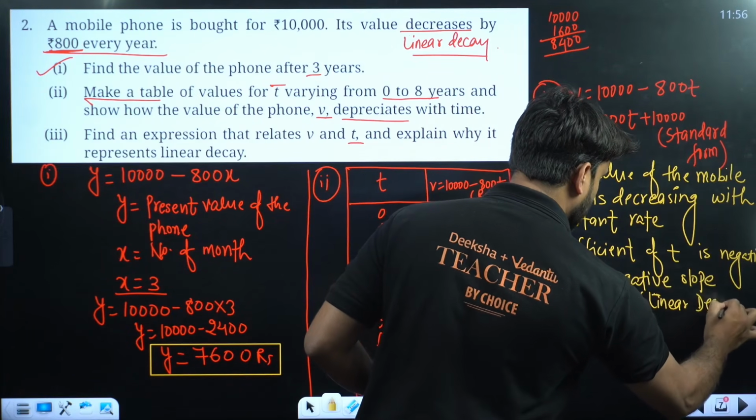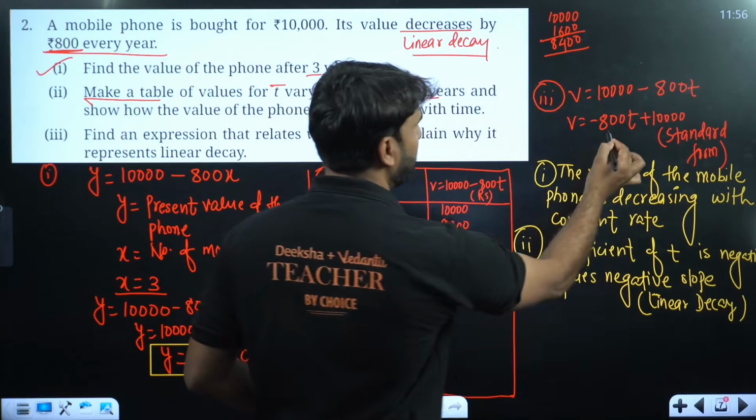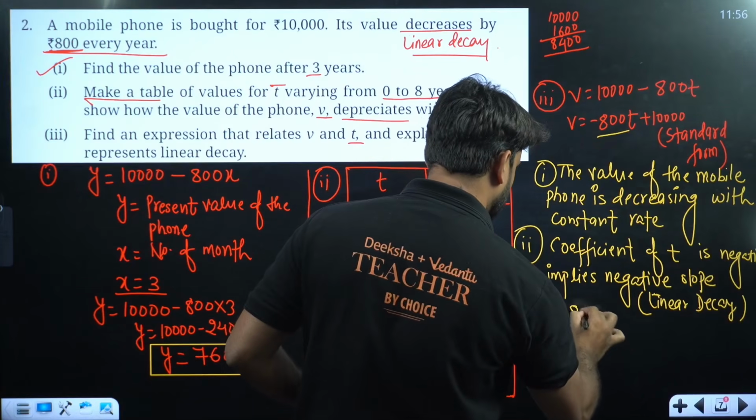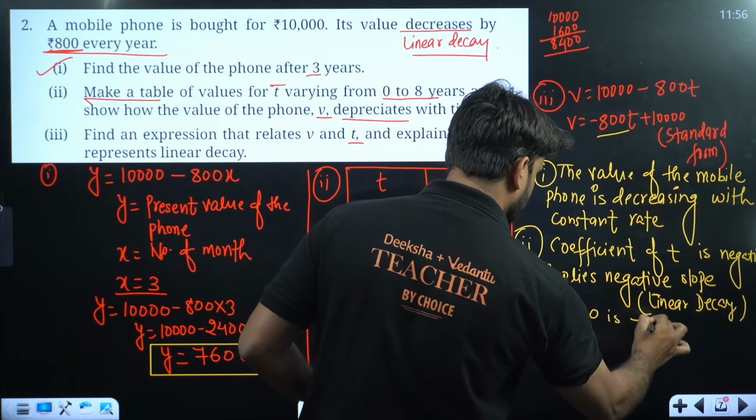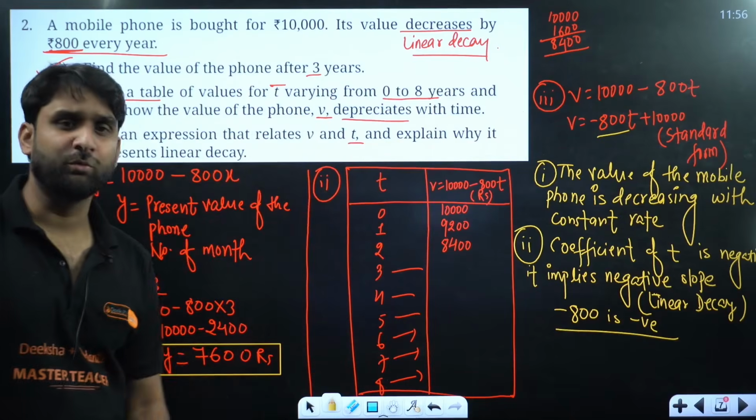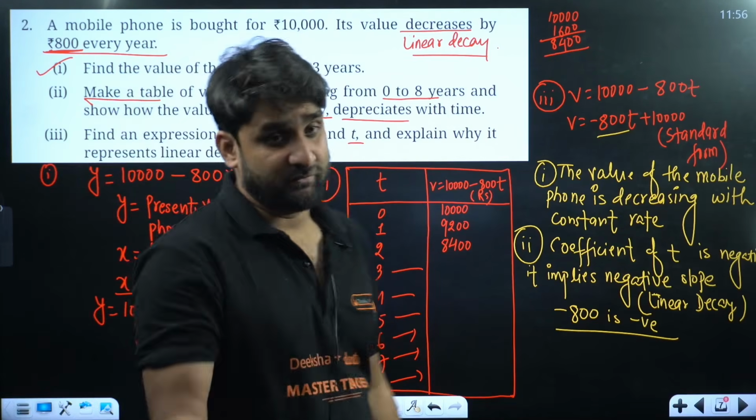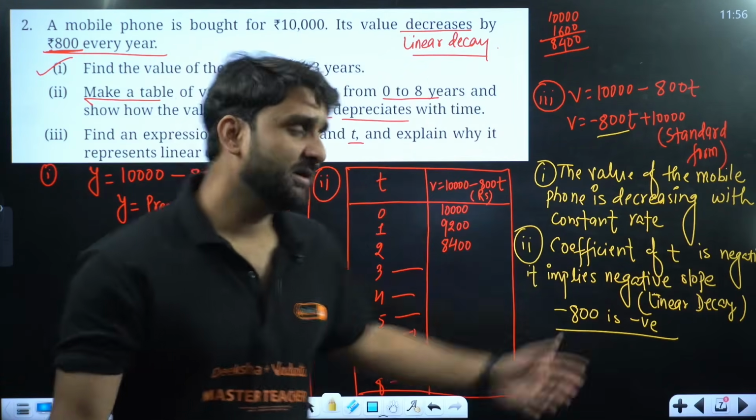Can you see this number here? Minus 800. Minus 800 is negative. So that's why the slope will be negative. And we all know negative slope goes with linear decay.